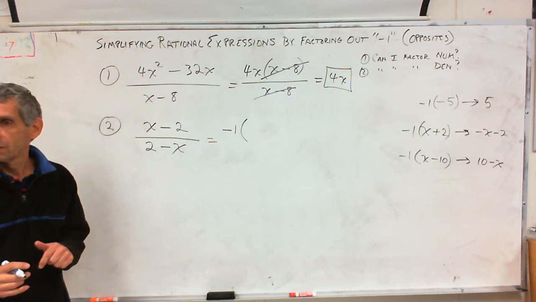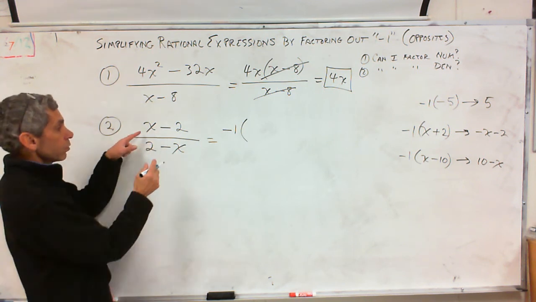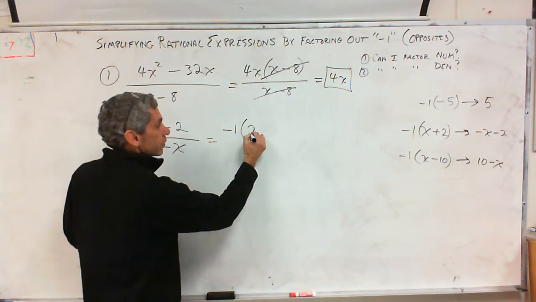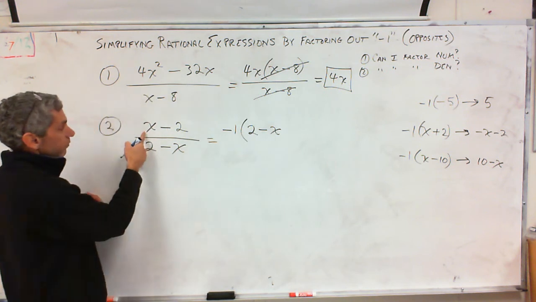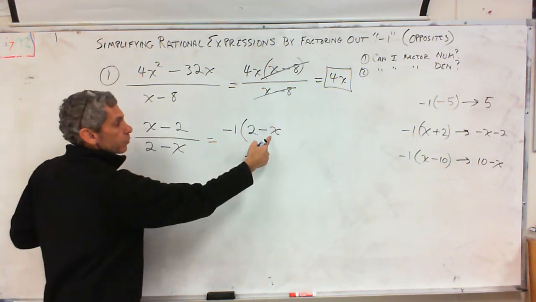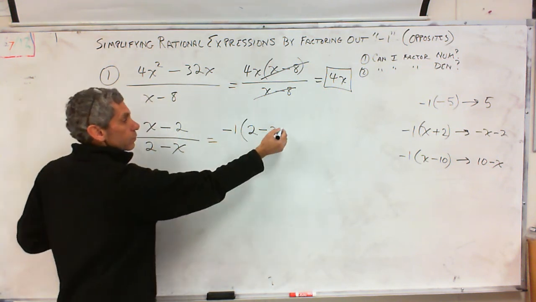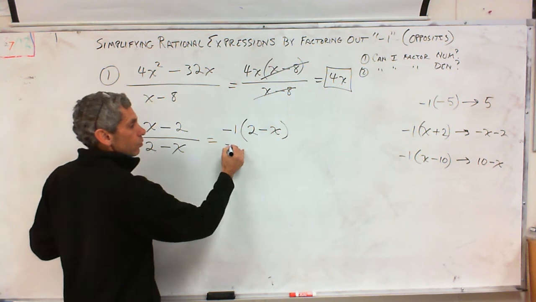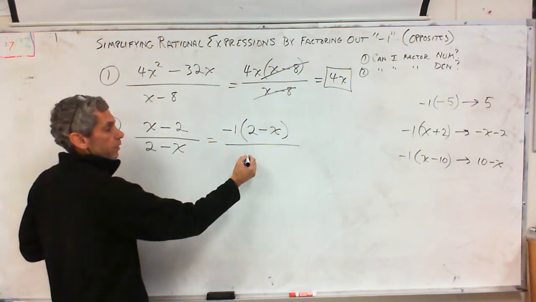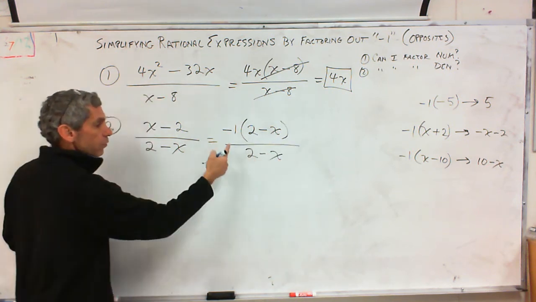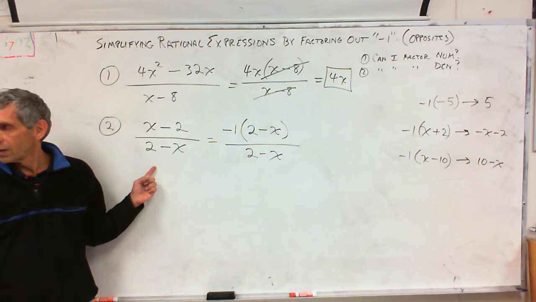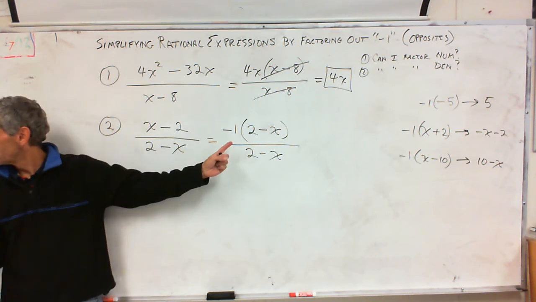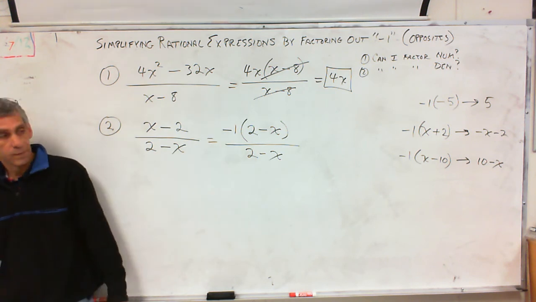Okay. And then it would be 2 minus x. So it's going to be now 2 minus x, right? The positive x becomes negative x, boom, and the -2 is going to be positive 2. Okay? All over, what's the denominator? 2 minus x. Does the -1 affect the denominator? Nope. It only affects the numerator, right? Can you guys see? Sorry.